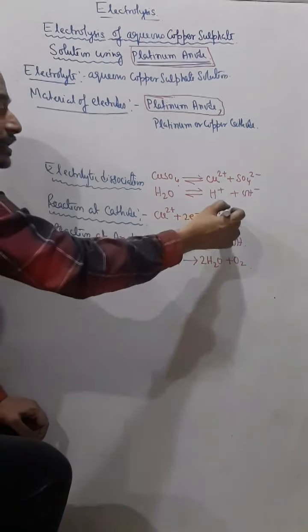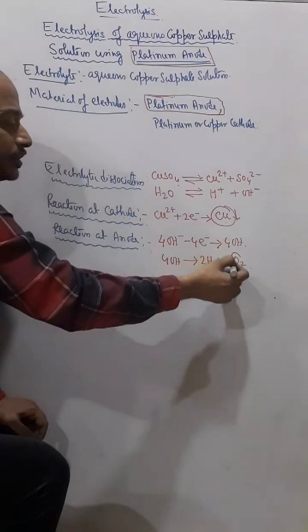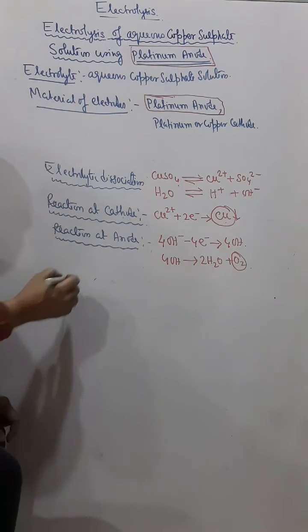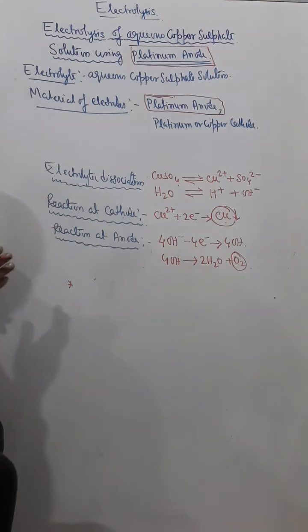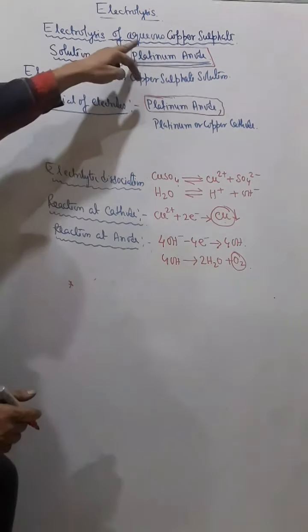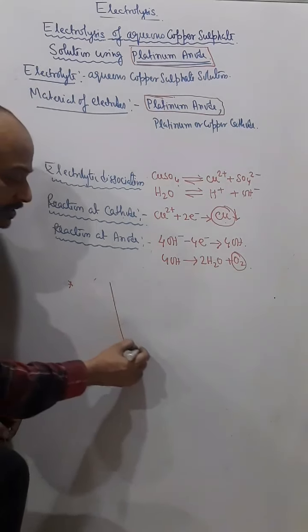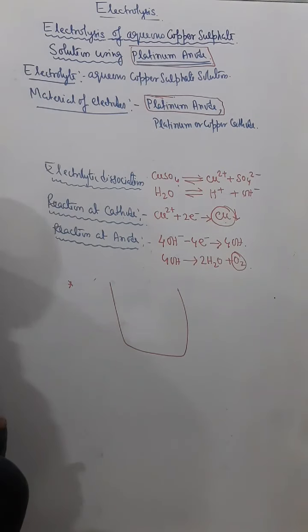So finally we can say that the product is copper at cathode and oxygen at anode. Now in this case what happens, as the electrolysis reaction progresses, the blue color of the copper sulfate slowly fades away and ultimately it becomes colorless. Now why? Because copper sulfate solution is blue in color.